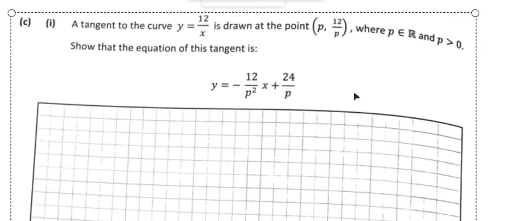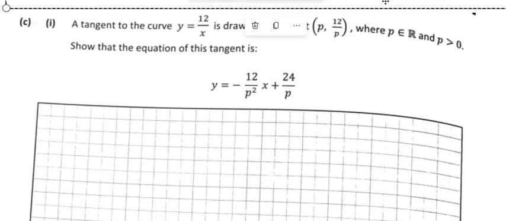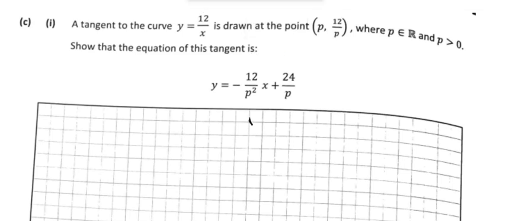So a tangent to the curve is drawn at the point P, 12 over P. Right, so we're going to be using the y minus y1 equals m by x minus x1 formula. So we're looking for the equation of the tangent. So there's a tangent at some point. So obviously the thing we need to work out first is the slope of the tangent. So to work out the slope of a tangent, you differentiate.